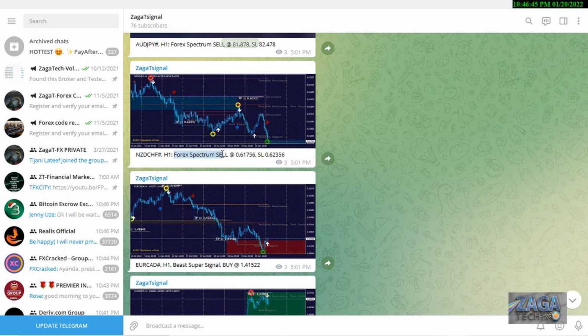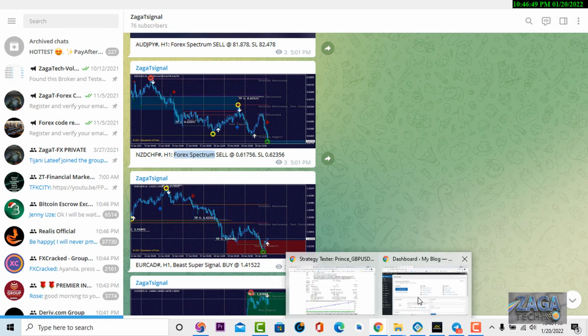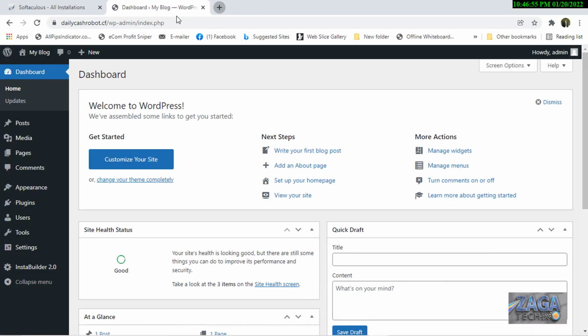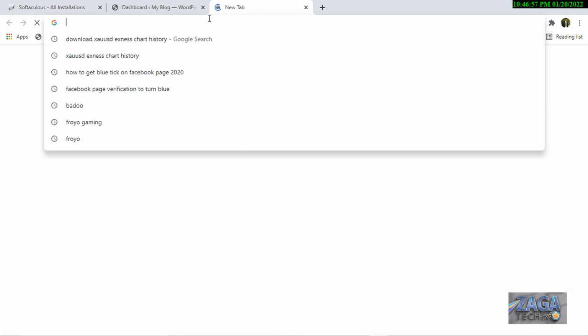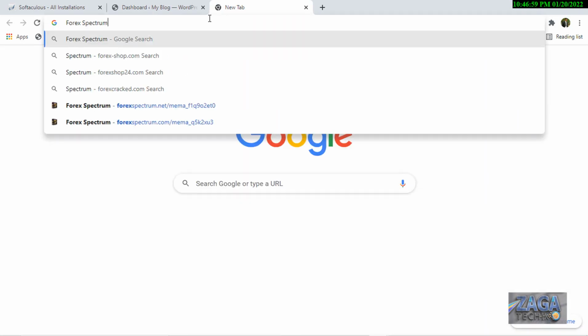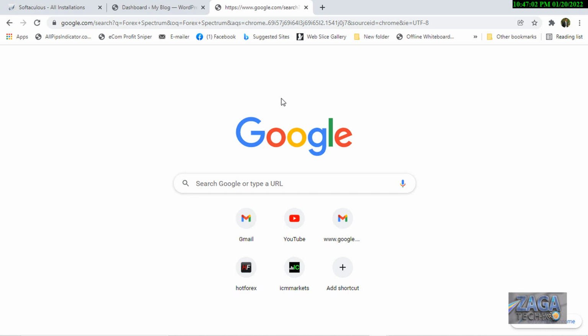This is not what I will start explaining, guys. So when you move into the browser, you can Google about Forex Spectrum and take a look. So let me do that here. You will understand what Forex Spectrum is all about and how you can trade it.